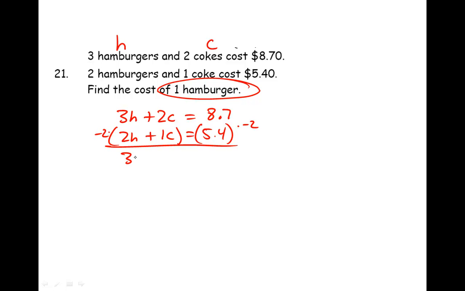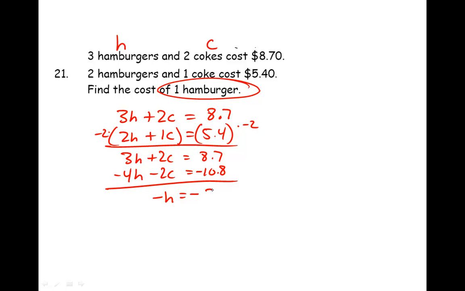When I do that, my first equation stays the same. My second equation becomes negative 4h minus 2c equals negative 10.8. Now I would go ahead and add those up. As you can see, the c's eliminate. And I get negative h is equal to negative 2.1. Multiply both sides by a negative 1. And you get that 1 hamburger is equal to $2.10.